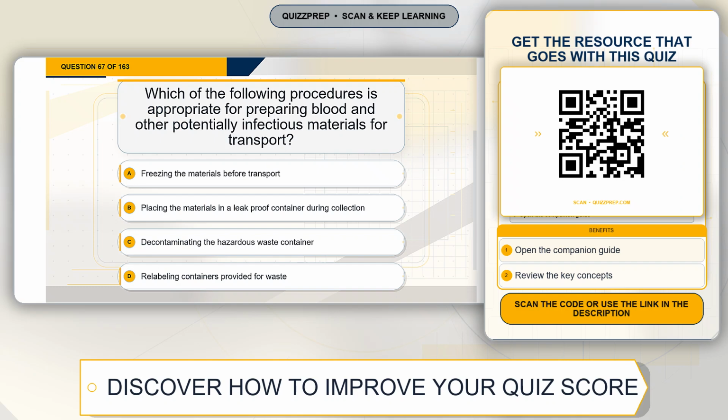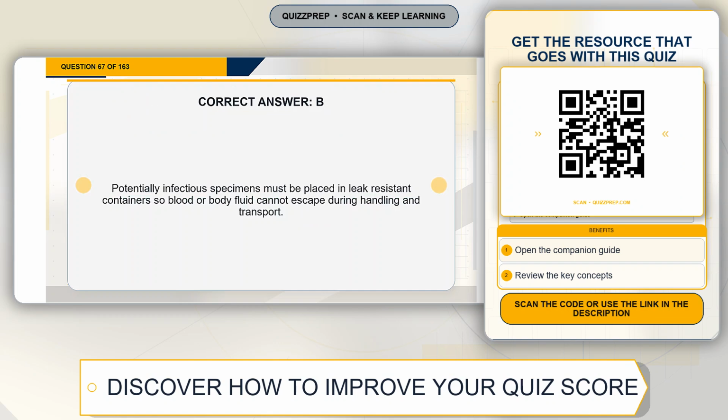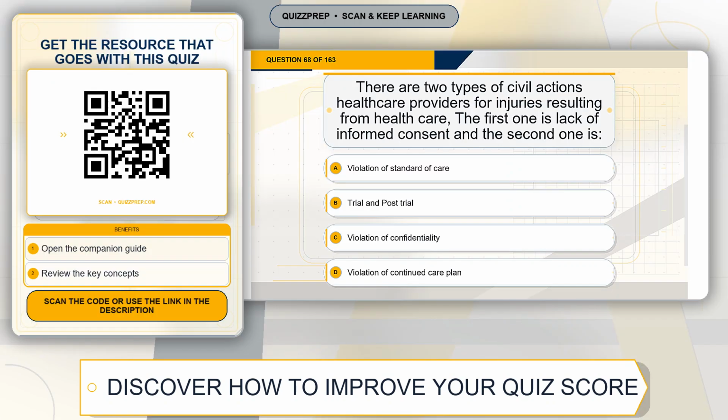Question 67. Which of the following procedures is appropriate for preparing blood and other potentially infectious materials for transport? Option A, freezing the materials before transport. Option B, placing the materials in a leak-proof container during collection. Option C, decontaminating the hazardous waste container. Option D, relabelling containers provided for waste. The correct answer is option B, placing the materials in a leak-proof container during collection. Explanation. Potentially infectious specimens must be placed in leak-resistant containers so blood or body fluid cannot escape during handling and transport.